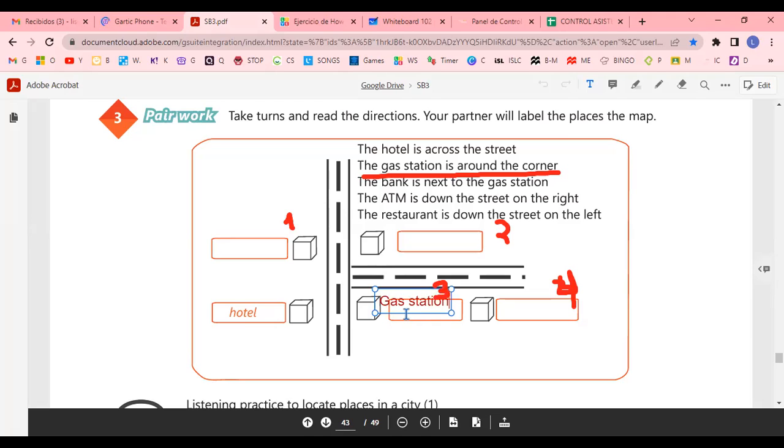Vamos a ver, next one. No tenemos lugar, sí, y aquí es super strange, está un poco raro, it's this exercise. But yeah, what about number three? The bank is next to the gas station. Entonces. Four. Yes, four. Number four, right? And that four is the bank.